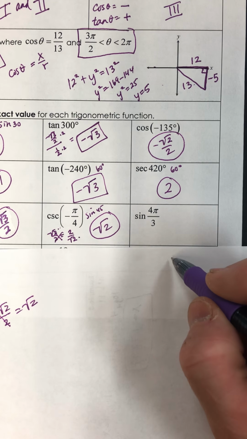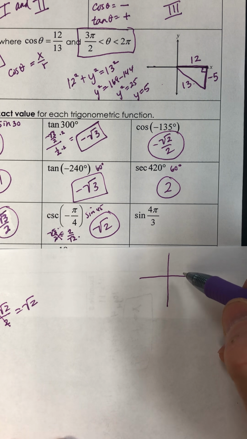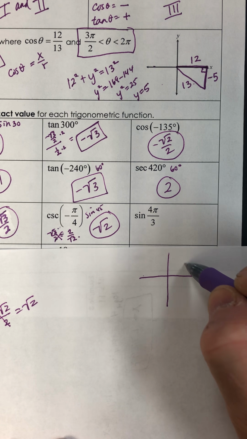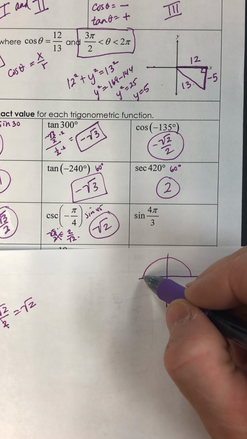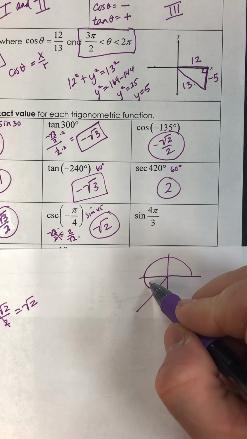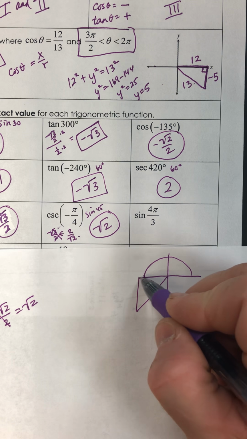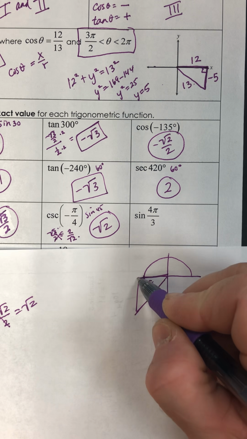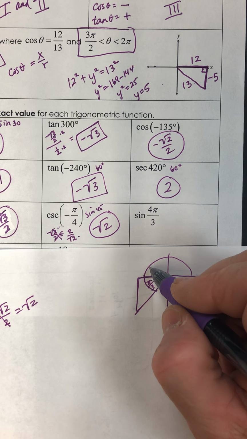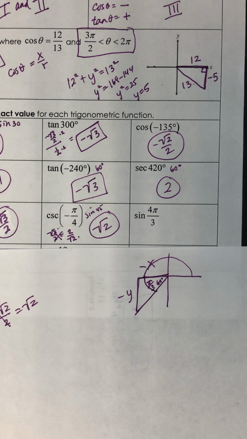4 pi over 3. Well, let's find out what quadrant we're going to be in. 3 over 3 would be the 180. So it's 3 and then 1 more third. So this would be 1 more third, so pi over 3. So there's my triangle. So pi over 3 would be 60 degrees if you want to do that. My x will be negative, and my y will be negative.